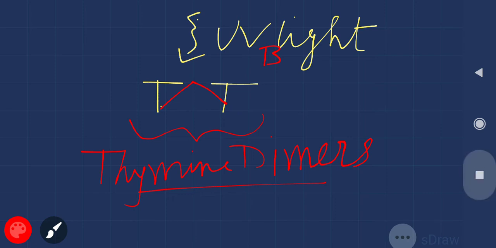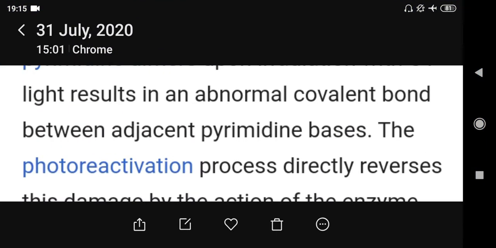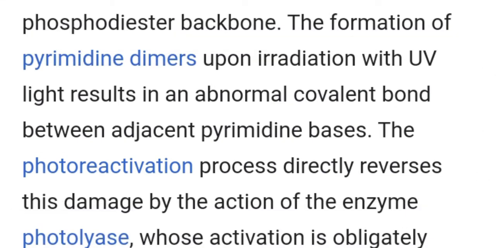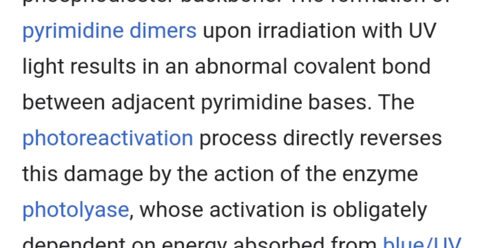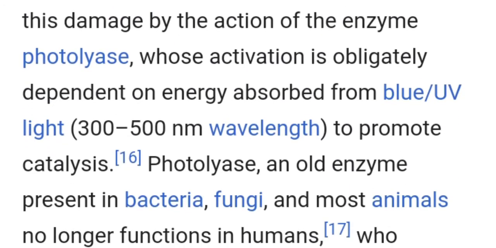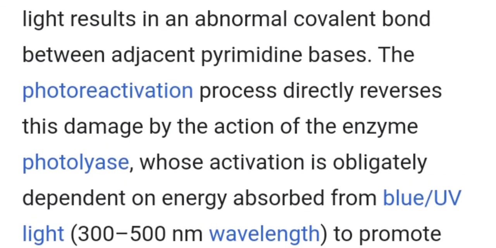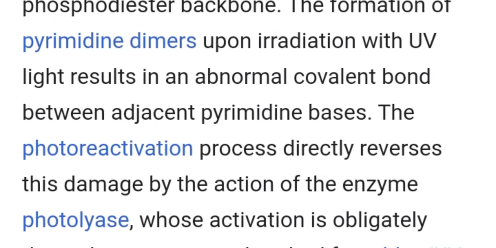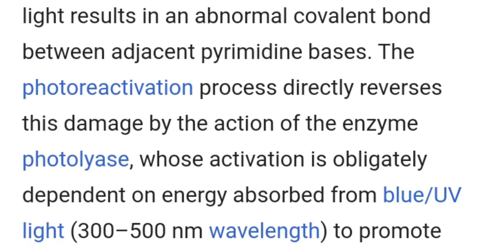Coming to the main portion now. These pyrimidine dimers are often formed by UV light, resulting in an abnormal covalent bond between adjacent pyrimidine bases of the same strand. Now there is a repair mechanism, direct reversal. The thymine dimer which has formed can be reversed back to normal thymine residues by the action of photoreactivation.